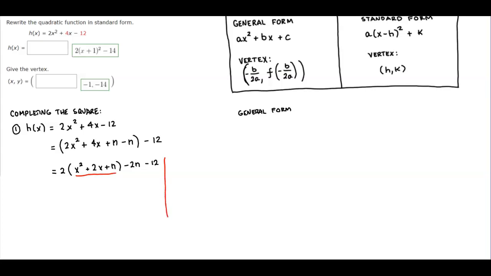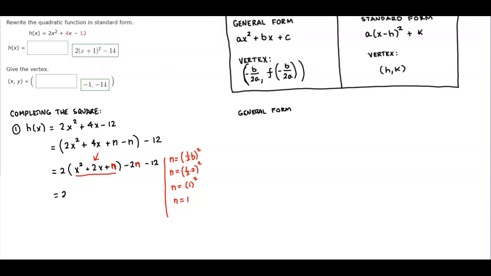So from here, we need to complete the square where n is equal to 1/2 of b and then squaring it. Well, the value of b is going to be 2. So it's 1/2 of 2 and squaring it. Well, half of 2 is 1. And when we square 1, we get 1. So that means we're going to have to replace this n and this n with the value of 1.